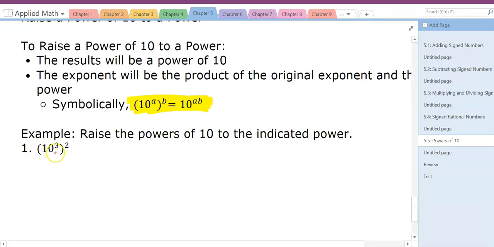So for the first one, you have 10 to the 3rd and then all of that squared. So essentially what you're doing is you're taking 10 to the 3rd times 10 to the 3rd. And so if I added those exponents, I would get 3 plus 3, which is a 6. So it's the same thing as on this problem taking 3 times the 2. I get 10 to the 6th power.